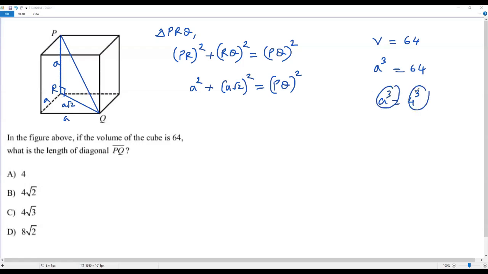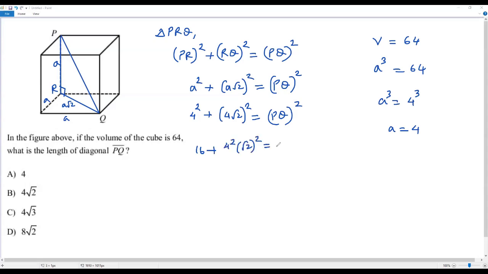Here, two terms are equal with the same exponent. Whenever two terms are equal with the same exponent, we can equate the bases. So when I equate the bases, I'm getting A equals 4. Okay, now I got the value of A, that is 4. Now we can plug in A equals 4 over here. Then I'm getting 4 squared plus 4 times square root of 2, the whole squared, equals PQ squared. Then we get 16 plus 4 squared times square root of 2 the whole squared equals PQ squared.